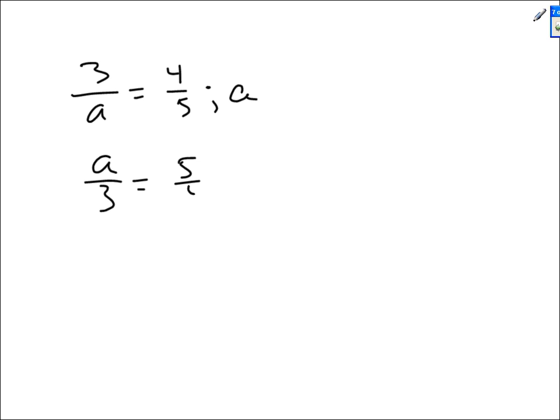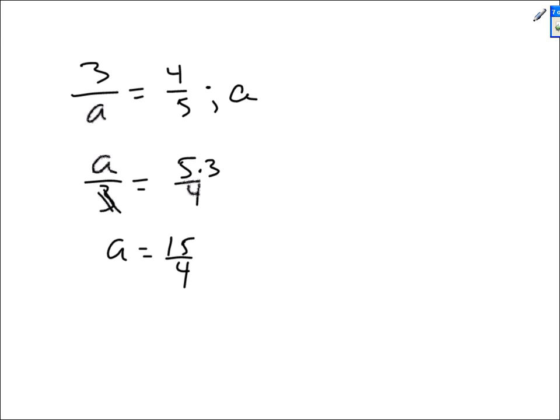So, back to literal equations. I told you 3 over a is 4 over 5, and I asked you to solve for a. Take reciprocals. A over 3 is 5 over 4. And then just bring that factor to the top. And there's the answer. A is 15 over 4.